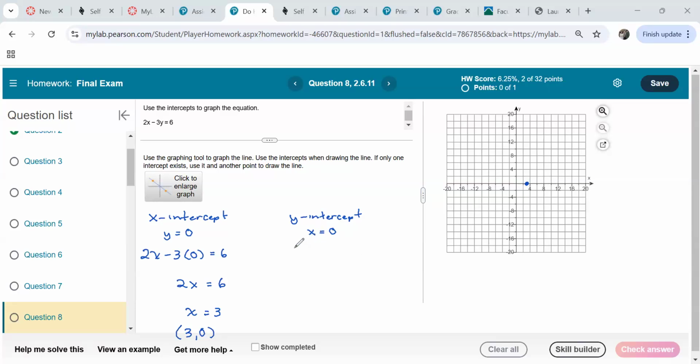Here I make x 0, so 2 times 0 minus 3y equals 6. Leaves me with a -3y and a 6. If I solve for y it is just -2. So this is an ordered pair of x is 0 and y is -2. There you have it. There would be my line.